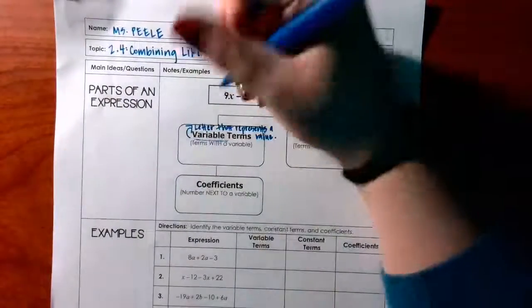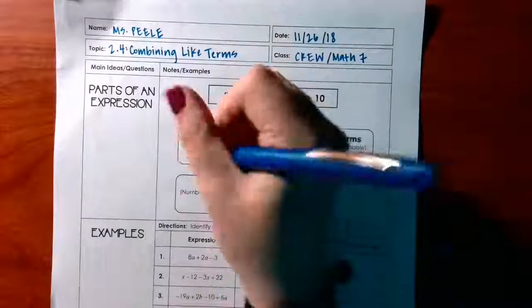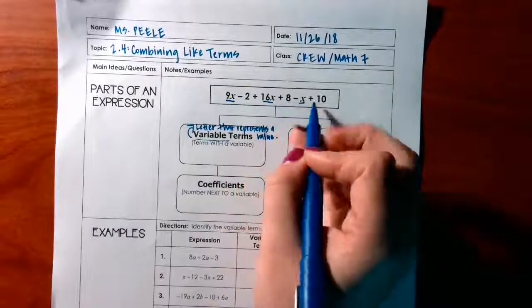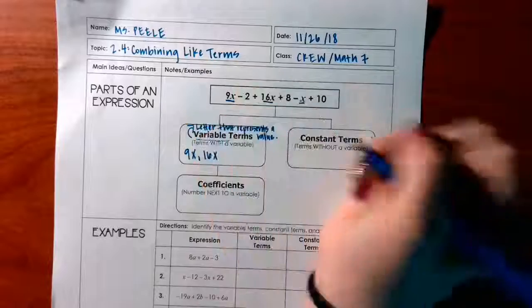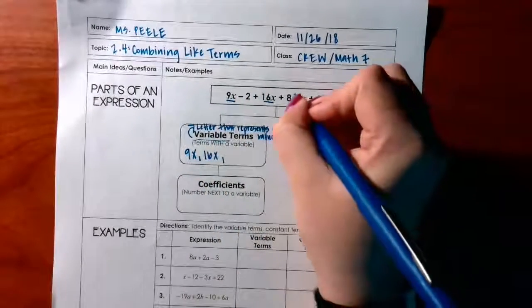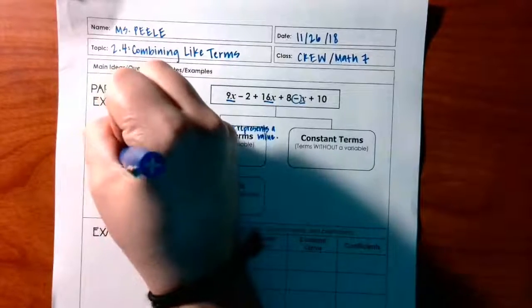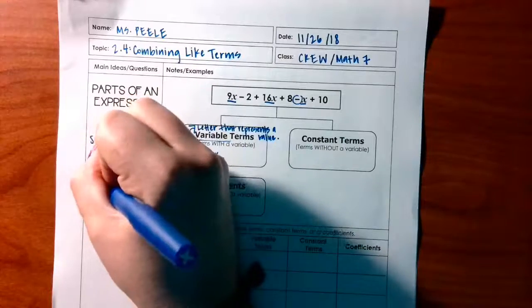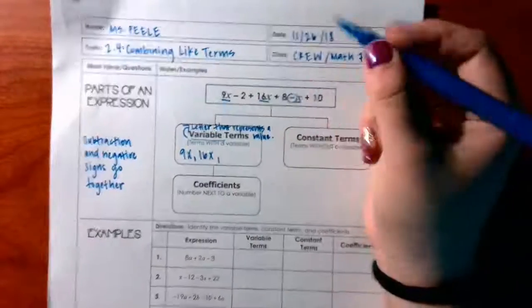So if I look here, I'm going to underline terms with variables in it once. So I've got 3 terms with variables. In this expression, 9x minus 2 plus 16x plus 8 minus x plus 10, the variable terms are 9x, 16x, and this is important, this is a subtraction sign, and what you're going to learn is subtraction and negative signs go hand in hand. There's a reason for this. It won't make it different in your answer. A negative x is the same thing as saying 8 minus x.